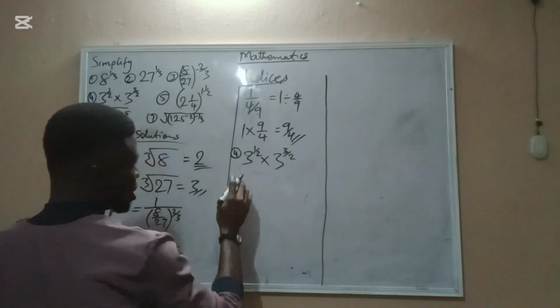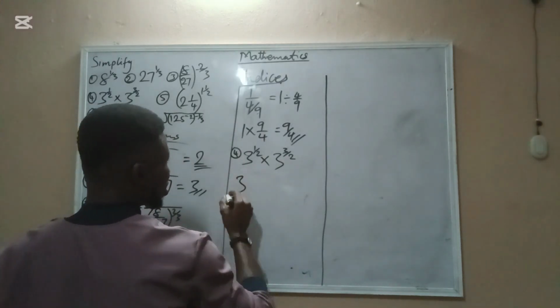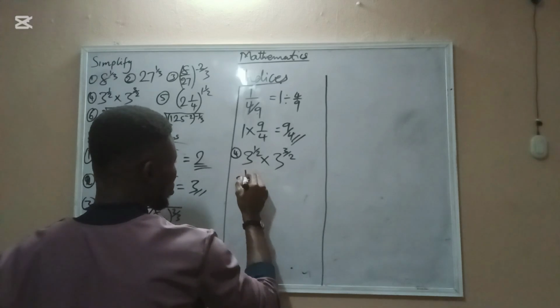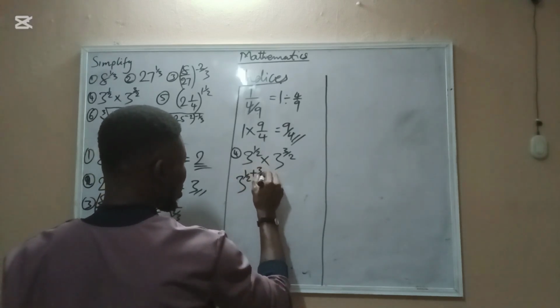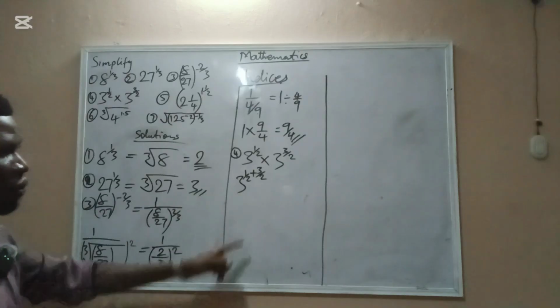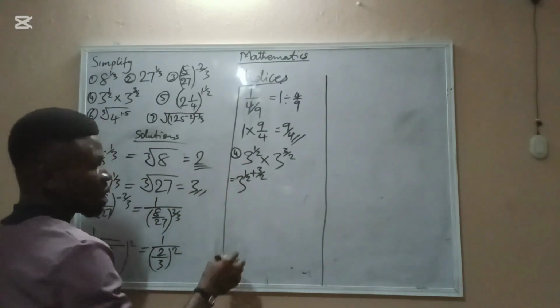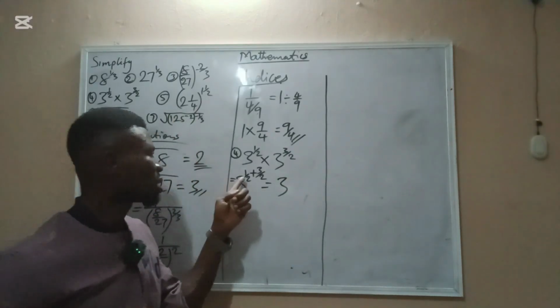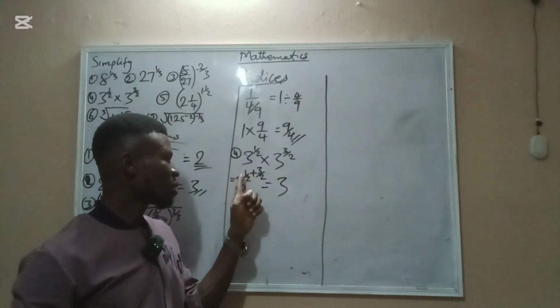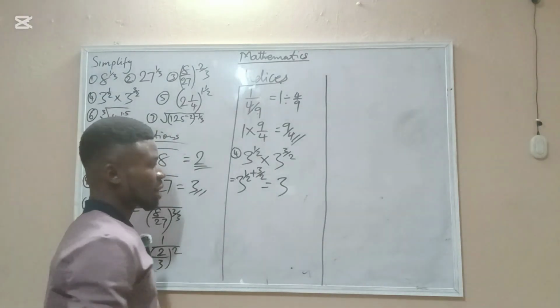So the first thing we do here is numbers with the same base first. So we have here 3 raised to the power 1 over 2 plus 3 over 2. This is still equal to 3 raised to the power, and then when we add the powers, we add 1 over 2 plus 3 over 2. What do we get? What will we have?